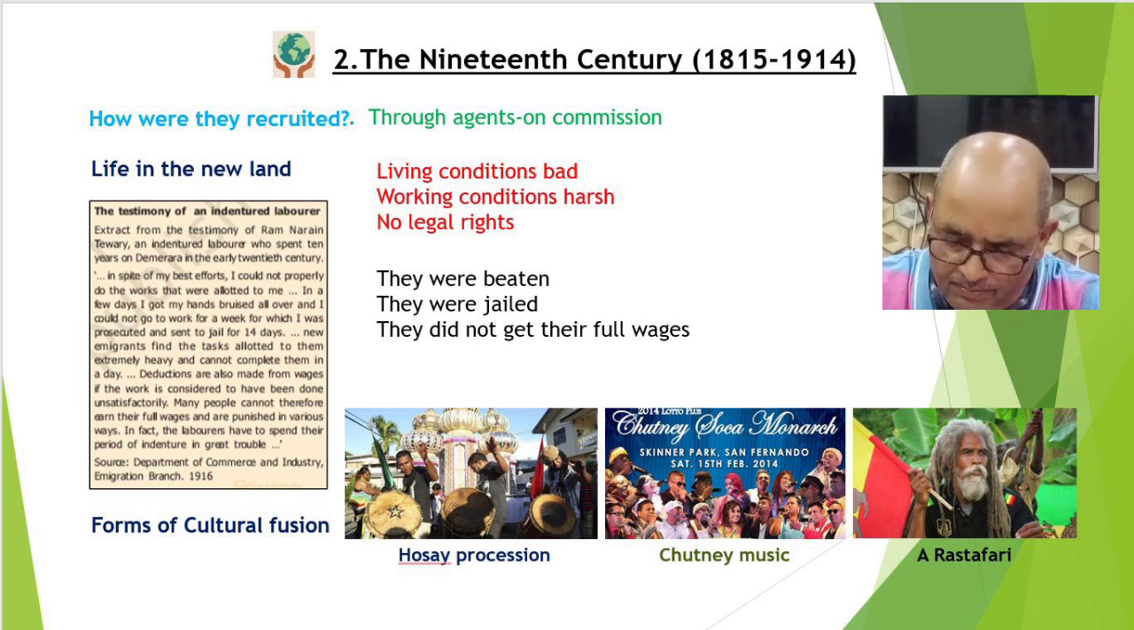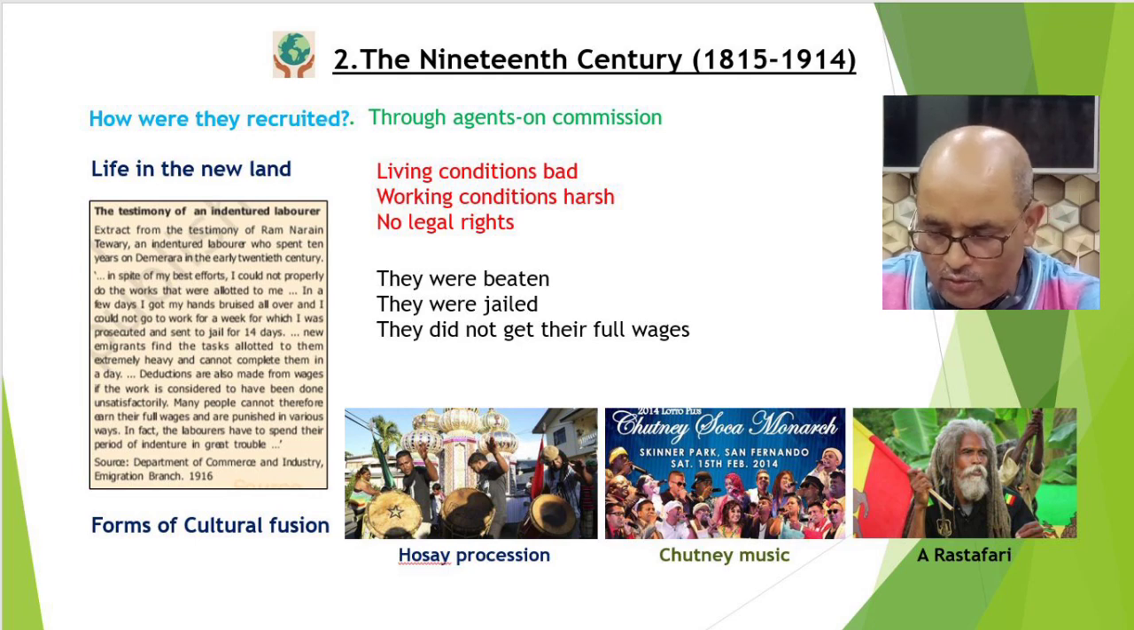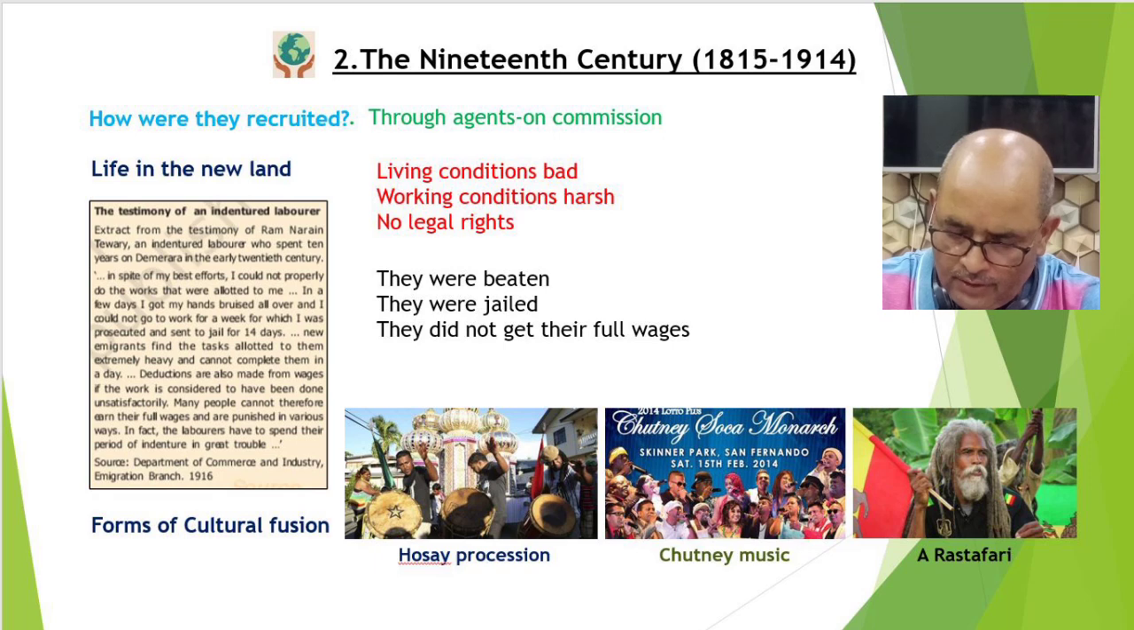In spite of my best efforts, I could not properly do the works that were allotted to me. In a few days, I got my hands bruised all over and I could not go to work for a week, for which I was prosecuted and sent to jail for 14 days.